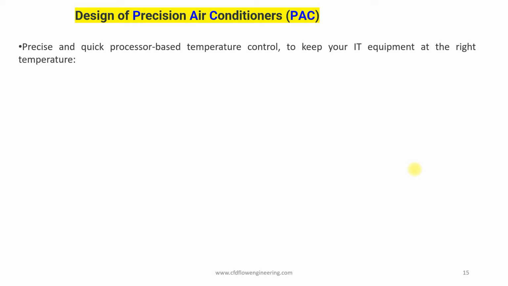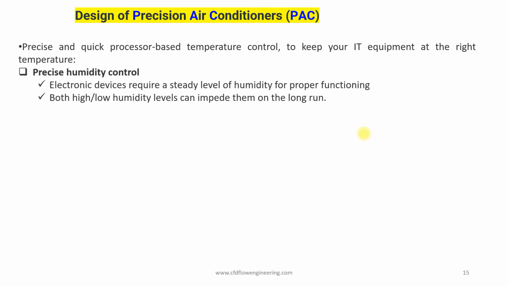The design of a precision air conditioner is done as per the data center. One of the design parameters is precise humidity control. It is also designed to provide low and high humidity levels for long operation.